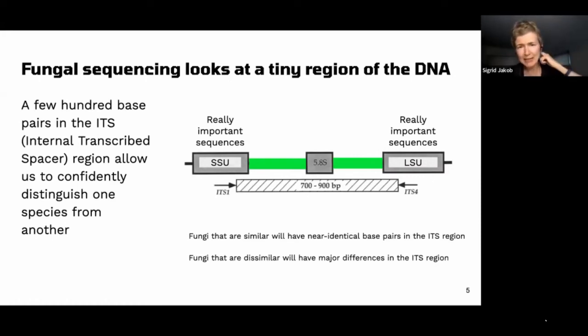So what's the ITS region? It's basically a completely useless part of the DNA. It connects two really important regions. It's a spacer DNA. And when something goes wrong in these important pieces of DNA, like a mutation, because mutations happen all the time, that's really bad.